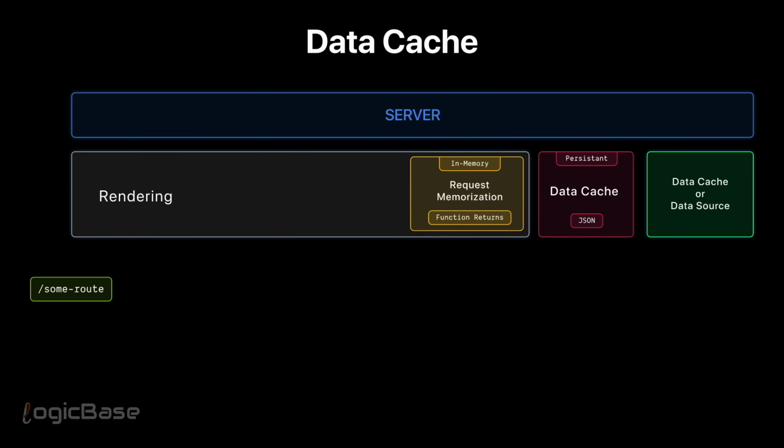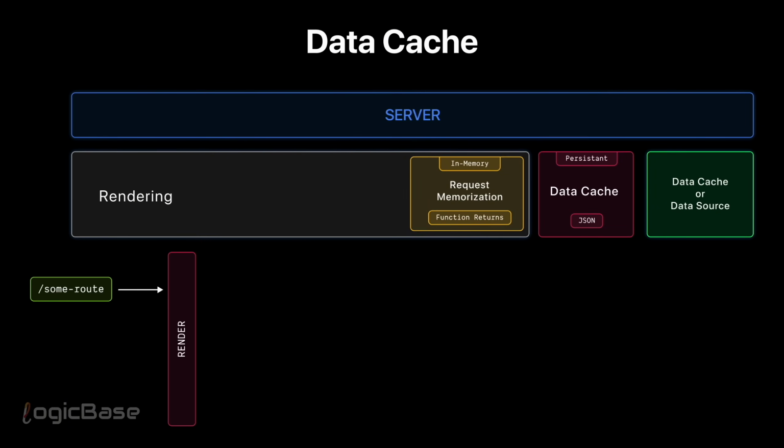So first of all, this caching happens on the server level. Let's imagine our data cache sits right here. It's a persistent layer and it exists outside the rendering phase. Meaning, by the time we reach data cache, rendering is already happening. So data cache is something that happens after rendering has begun. Now imagine someone hits a route.